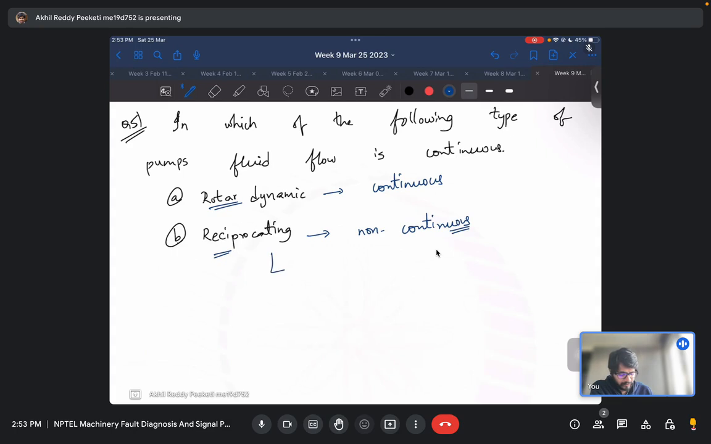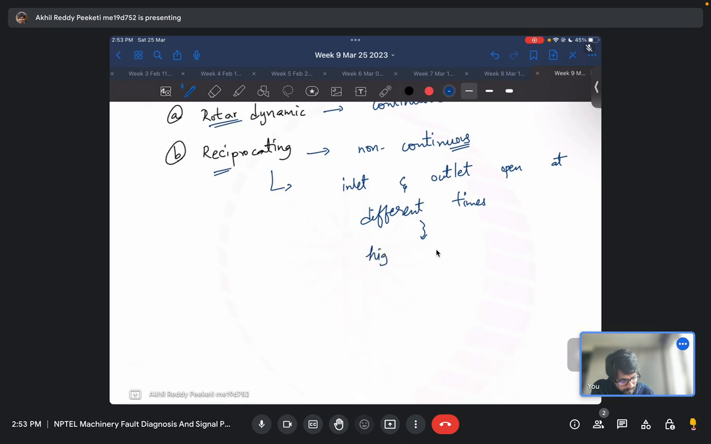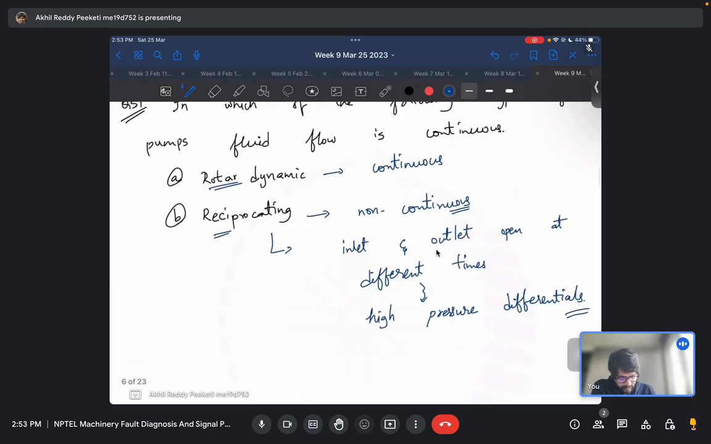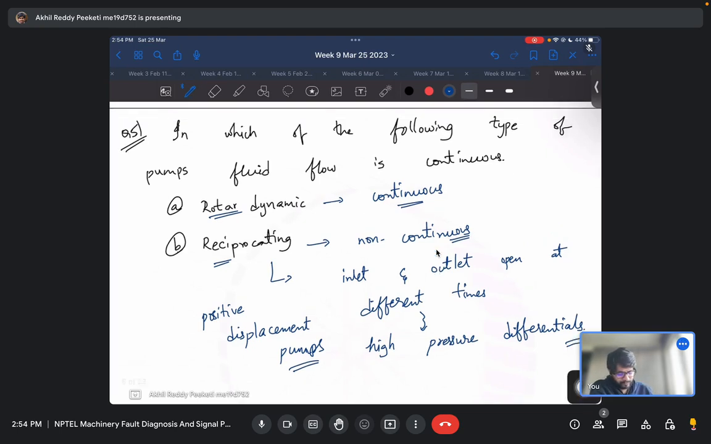In reciprocating pumps, you will have the inlet and outlet. They open at different times. So you can actually create very high differential pressures between the inlet and outlet, and you will always send a certain quantity of fluid at a time. So that is why these are called reciprocating or positive displacement pumps. Rotor dynamic will be a continuous fluid flow. So the answer here is rotor dynamic.